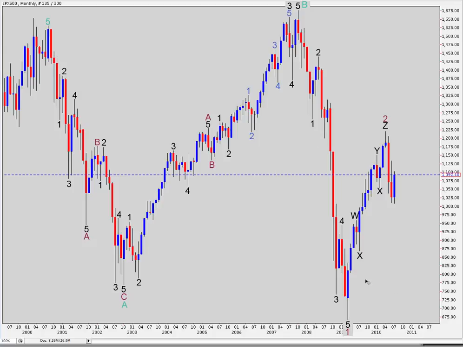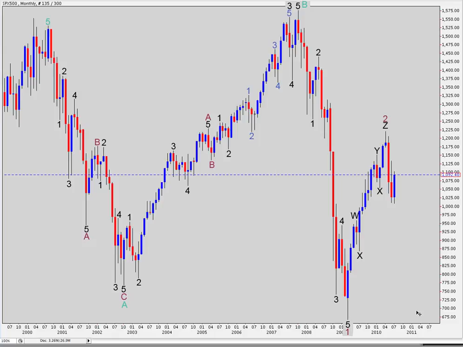Within primary degree waves, we've got 5 waves down for primary 1 and a triple zigzag combination up for primary 2. It seems reasonable to expect primary 3 is likely to be at least 0.618 the length of A in the first instance, so our initial target for the downside, 658, although it's likely to be longer than that.